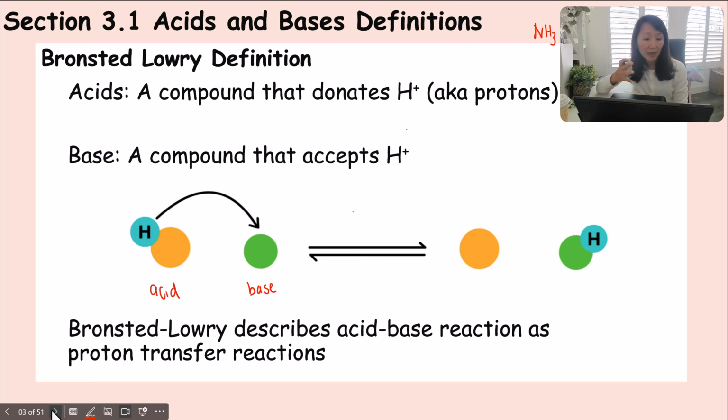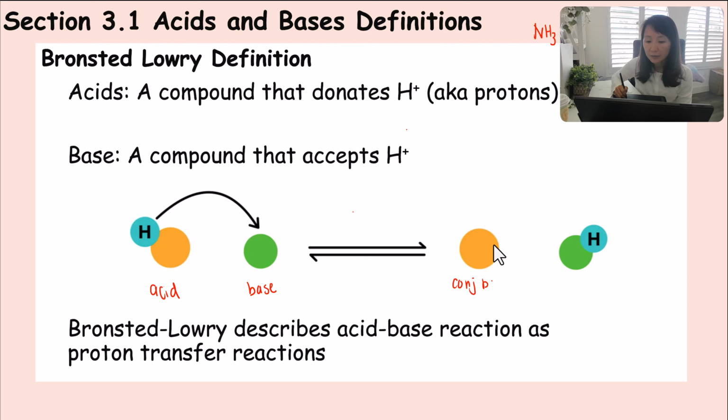Now, see that Bronsted-Lowry describes this acid-base reaction as a proton transfer reaction, based on where the hydrogen goes. On the other side of this chemical equation, this acid no longer has the hydrogen attached to it. Then we can label this compound as the conjugate base. Conjugate is spelled out c-o-n-j-u-g-a-t-e. Whereas this one, the base that has accepted the hydrogen, we consider as the conjugate acid.